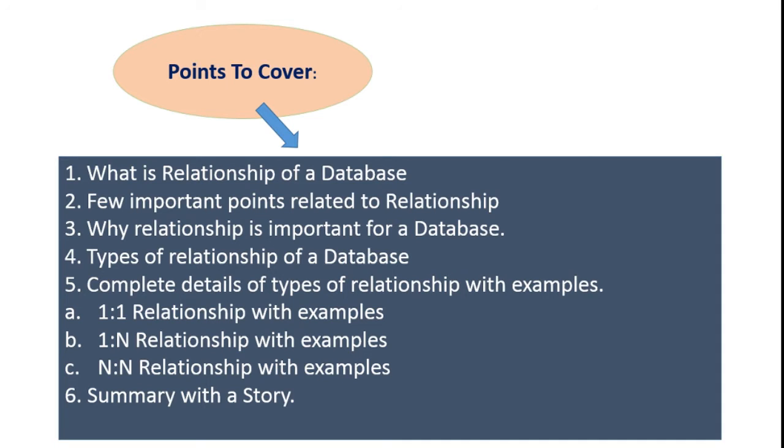So here you can see the points to cover. This is the list of points I have taken, and we are going to discuss each one individually. The first is, what is a relationship in a database? Then a few important points related to relationships. Why is a relationship important for a database? Types of relationships of a database. Complete details of the types of relationships with examples: one-to-one relationships, one-to-many relationships, many-to-many relationships with examples, and at last a summary with a story.